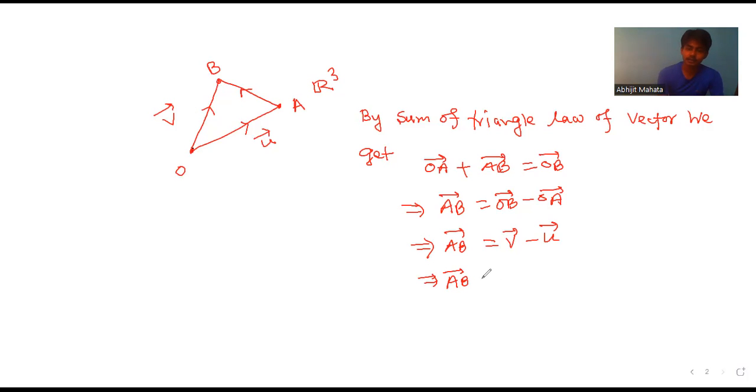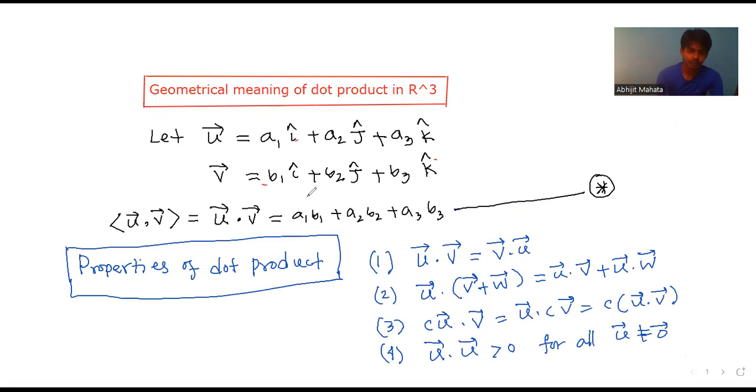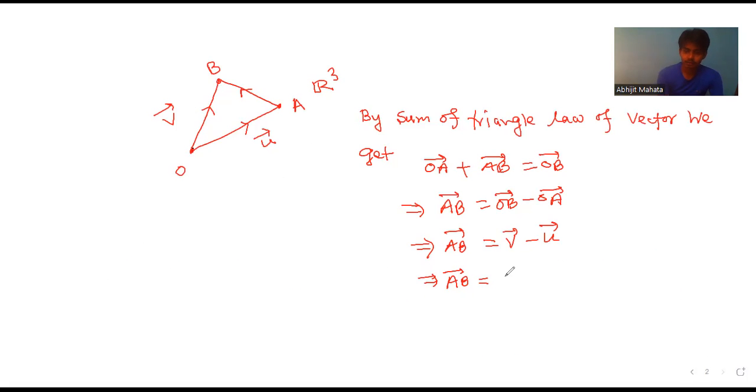So now this is actually what? So this is basically, you put here the v vector, what is it? B1, B2, B3 components. So it will be B1 minus A1 of i cap plus B2 minus A2 of j cap plus B3 minus A3 of k cap. So the AB vector is this. Okay, fine. So we have a triangle and we know the AB vector, OA vector, and OB vector.